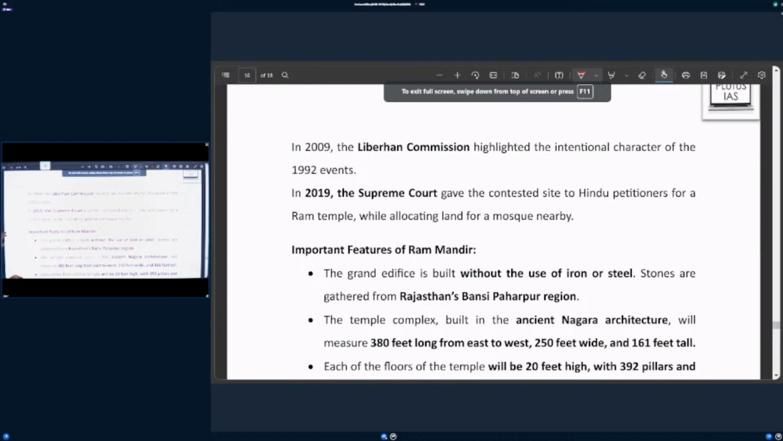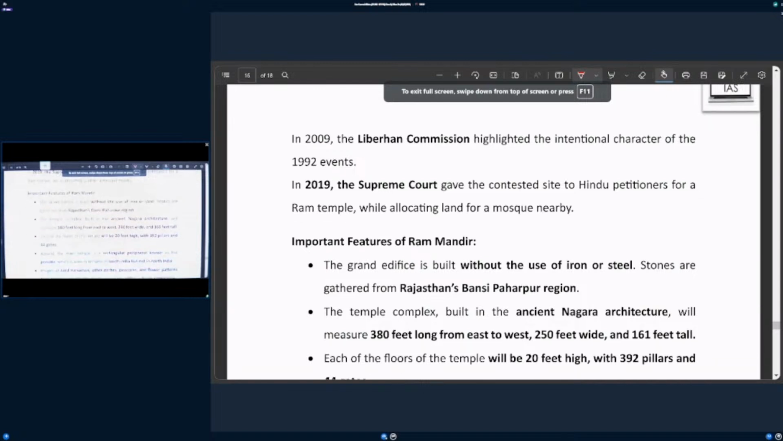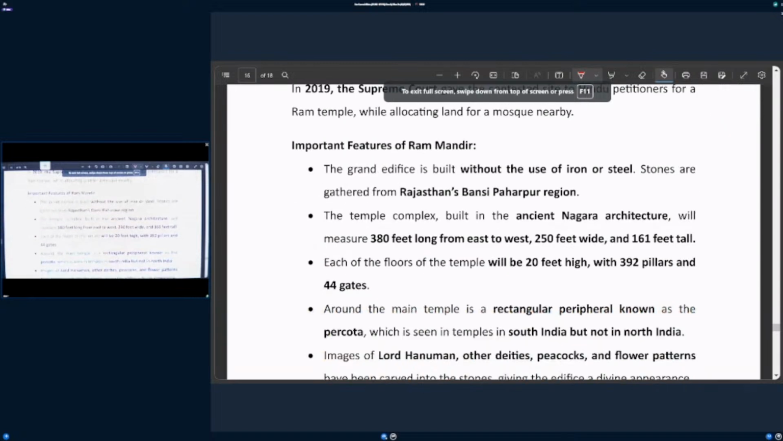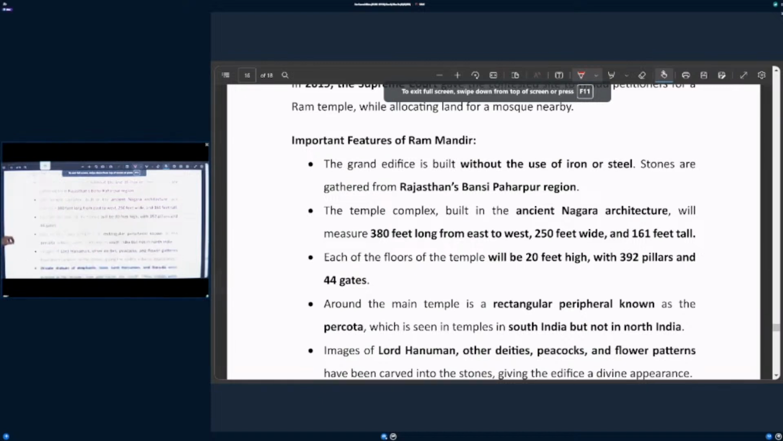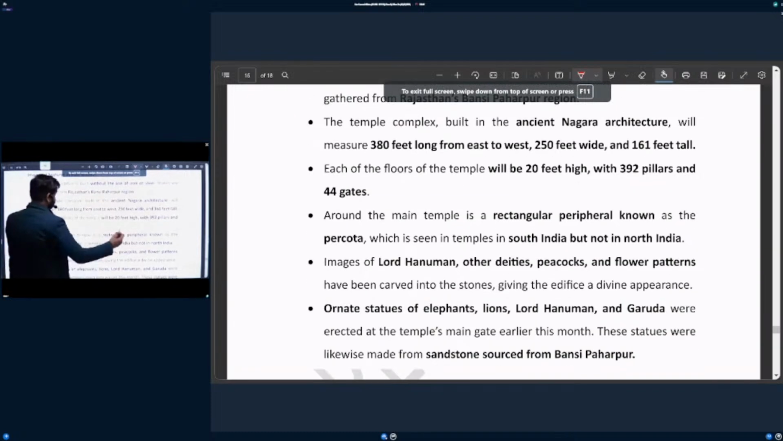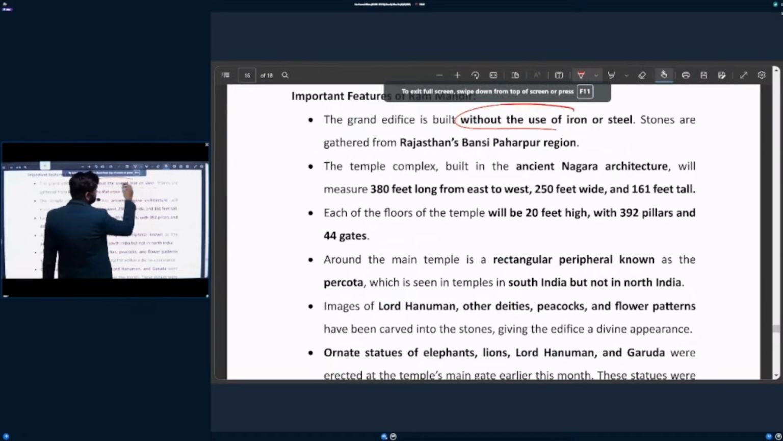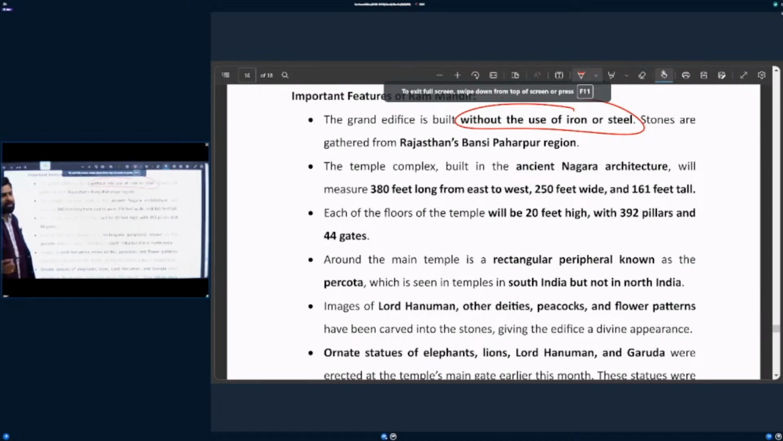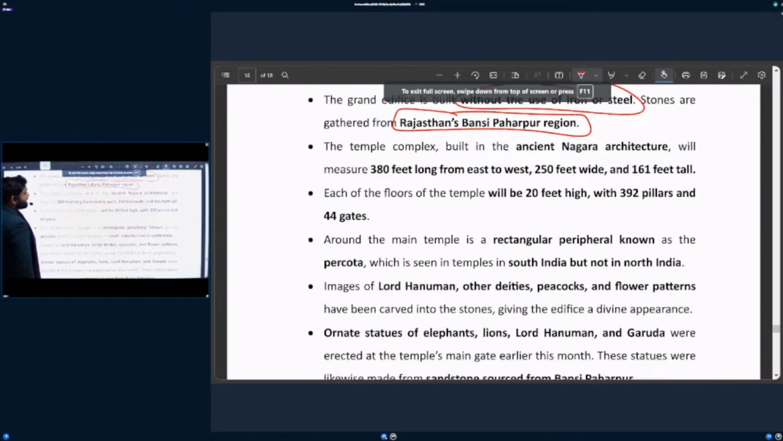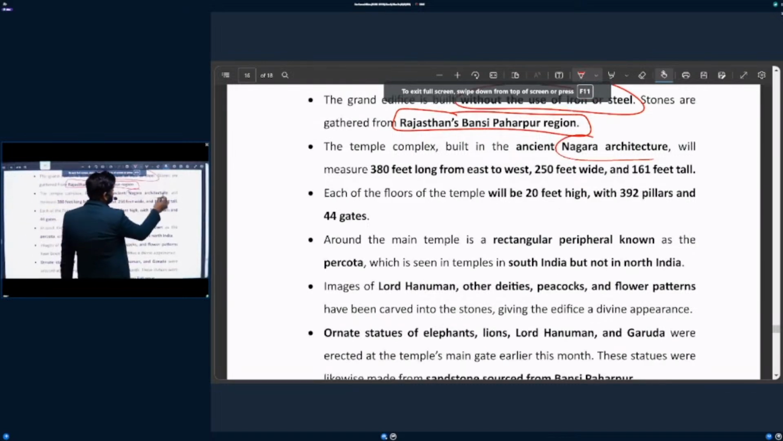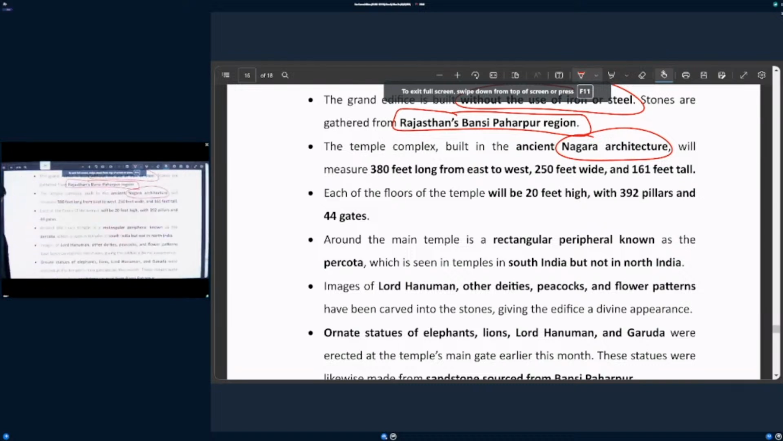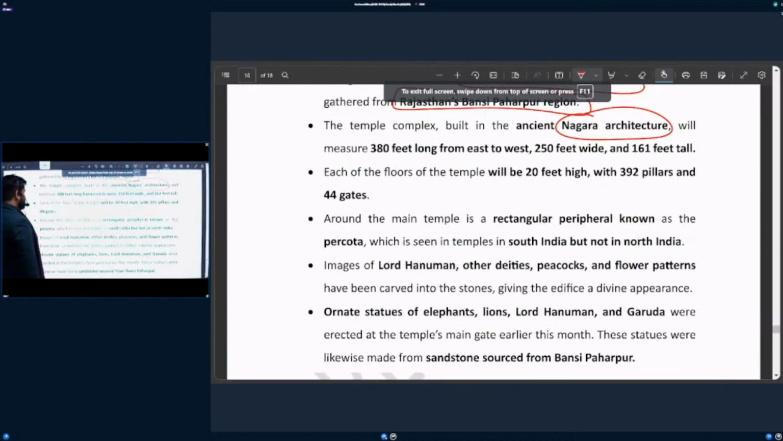अलग बात है. Nonetheless, अब जल्दी से देखते हैं what are the important features of राम मंदिर. It has been constructed in Nagar style. ये आप याद रखेंगे. It may be asked in prelims as well. And what are the structures? It has been built without iron and steel, basically stone architecture है, and Nagar style में है, and stone which are gathered from Rajasthan, Pansi, Bahapur, जो भी reason है देख लेना. It is a complex which has been built in ancient Nagar architecture. It has some deities and whatever जो भी इसमें होगा.